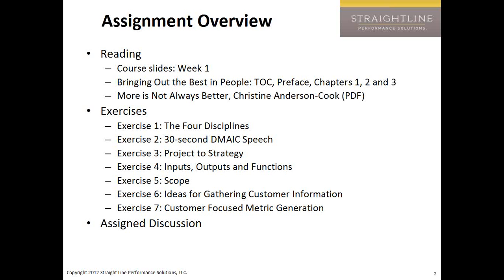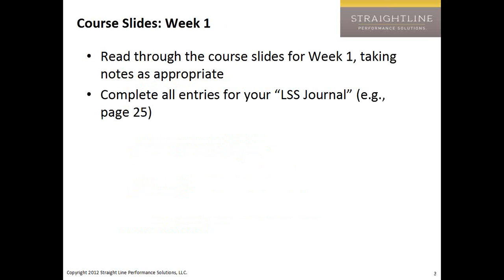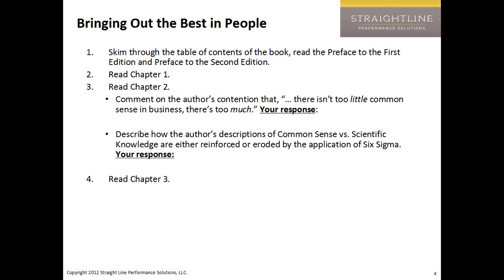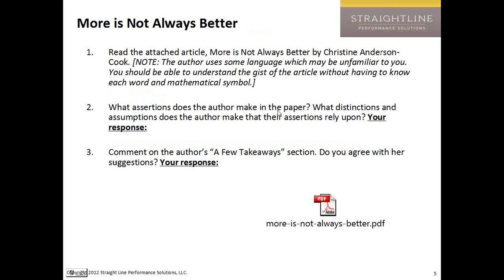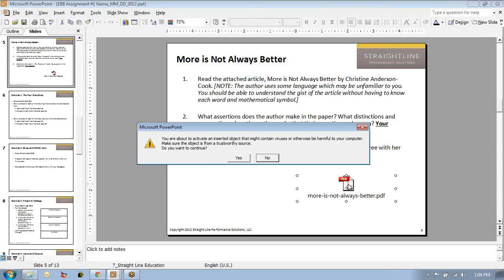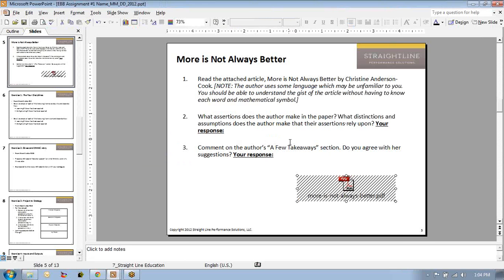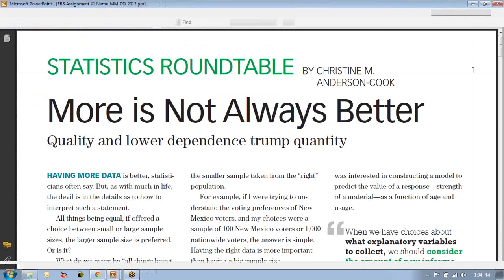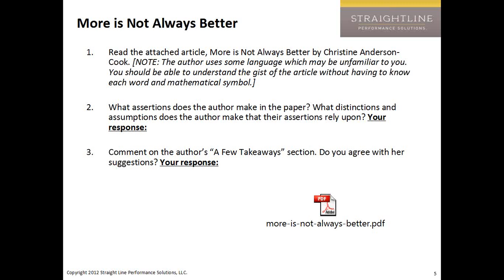And then there's an assigned discussion. So let me just kind of go through this very quickly. For the course slides, read them through, complete all entries for your Lean Six Sigma journal. You just need to do that. You don't need to put anything in here in terms of output. In Bringing Out the Best of People, you want to read these chapters and provide these responses. Wherever it says your response, you're expected to make a response. More is not always better. The article is attached right into the body of the PowerPoint, which you can access just by double-clicking on it and opening it. Okay? So showed you that once, pretty straightforward, I think.